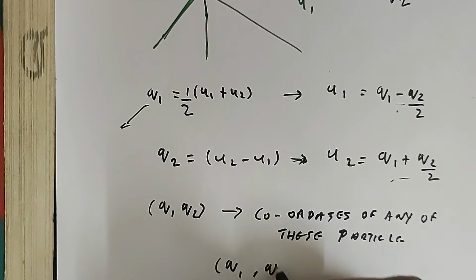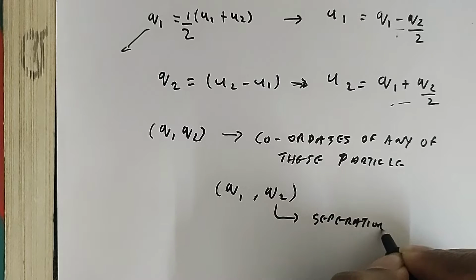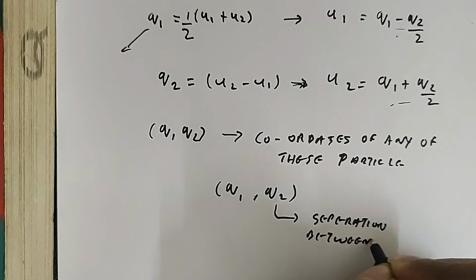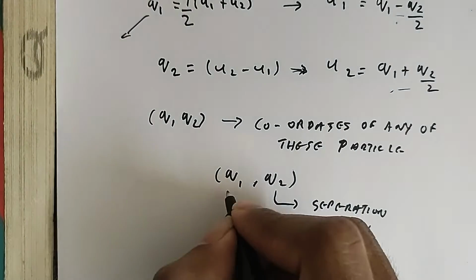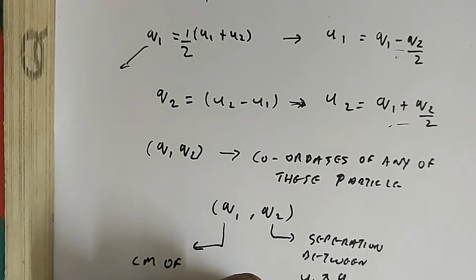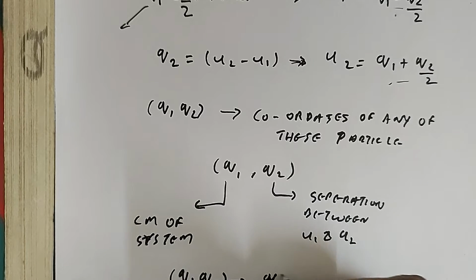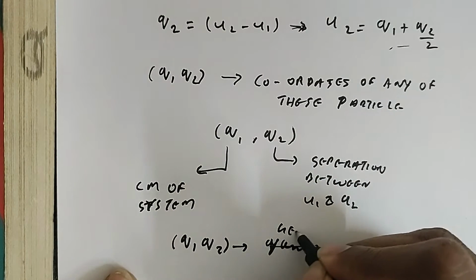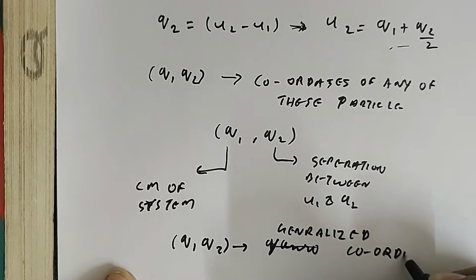Say my q2 is the separation between u1 and u2, and my q1, as I told you, is the center of mass of the system. So I define generalized coordinates q1 comma q2 of the system. They are my generalized coordinates of the system.